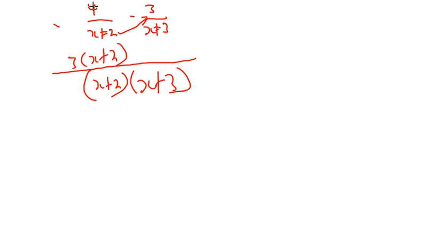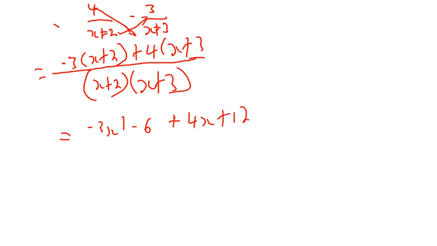Then I'll multiply 4, multiplying that. Remember this 4 is a positive. This 3 was a negative, so my apologies, minus 3. Then this becomes plus 4 brackets x plus 3. Now let's remove the brackets. This is a negative, so it gives you a minus 3x, minus 6, plus 4x plus 12, over the same brackets x plus 2 brackets x plus 3.